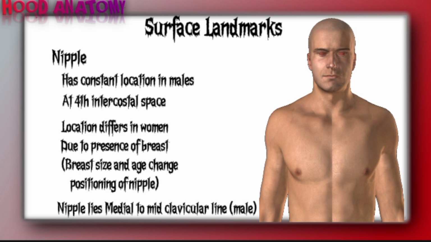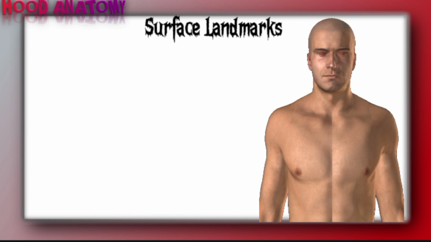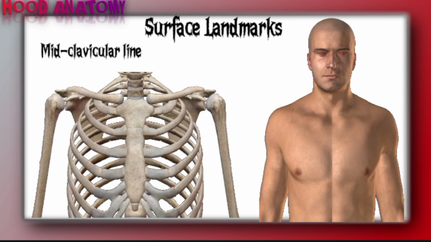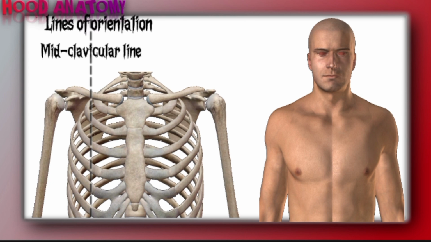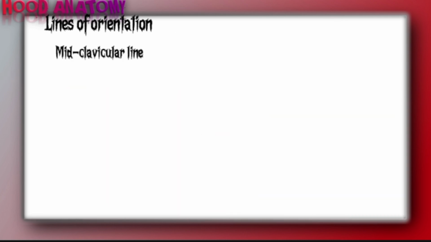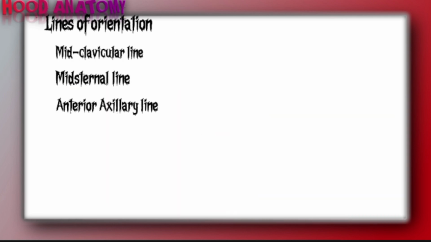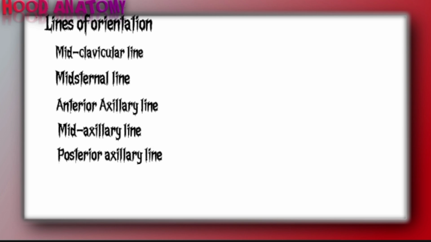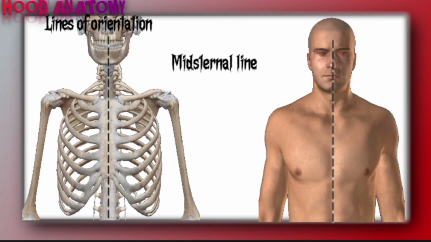Also, the nipple dey medial to the mid-clavicular line. Mid-clavicular line na just line wey pass through the middle of clavicle straight down. You see am ba? So this mid-clavicular line now, e dey among one of the lines wey dey important for this region. For example, we get the mid-sternal line, we get the anterior axillary line, and we get the mid-axillary line and the posterior axillary line too. So the mid-sternal line just pass through center of sternum.